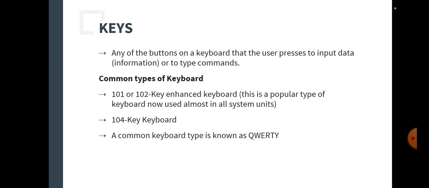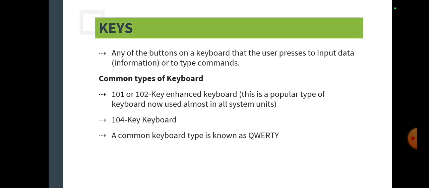Next is the key. Any of the buttons on a keyboard that the user presses to input data or information or to type commands are called keys. There are common types of keyboard. First is the 101 or 102 key enhanced keyboard. This is a popular type of keyboard now, used in almost all system units. Second is the 104 key keyboard. A common keyboard type is known as QWERTY.